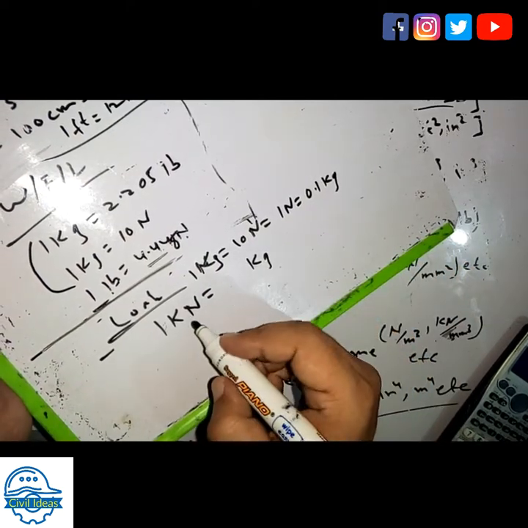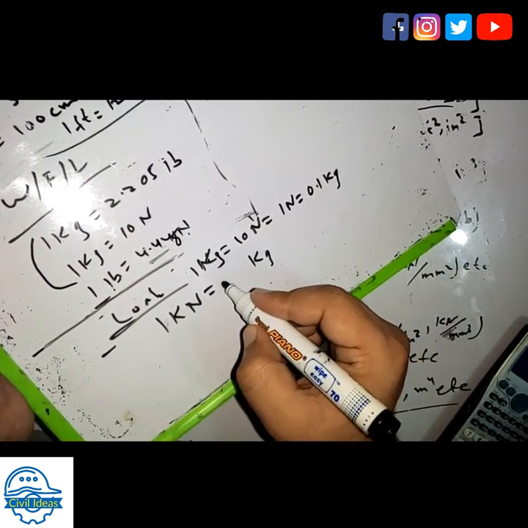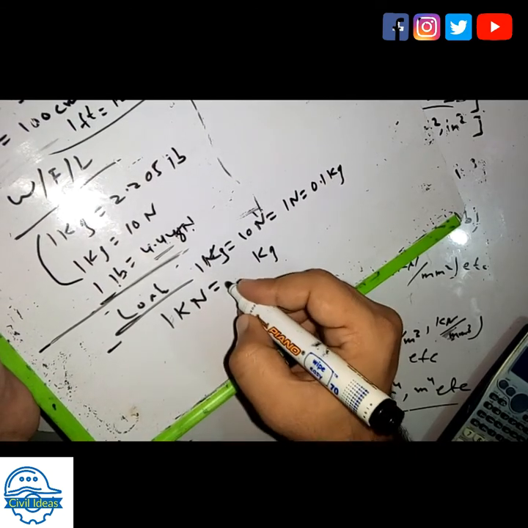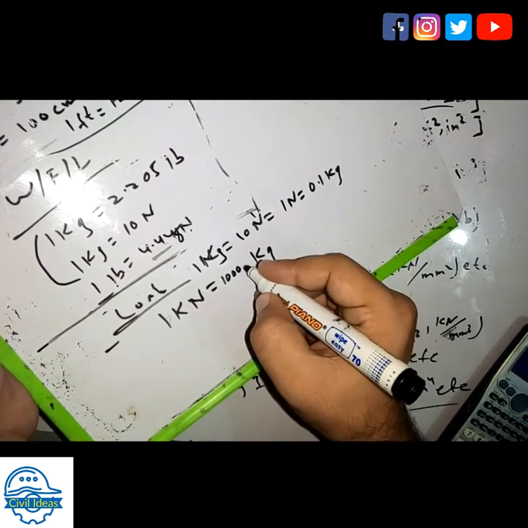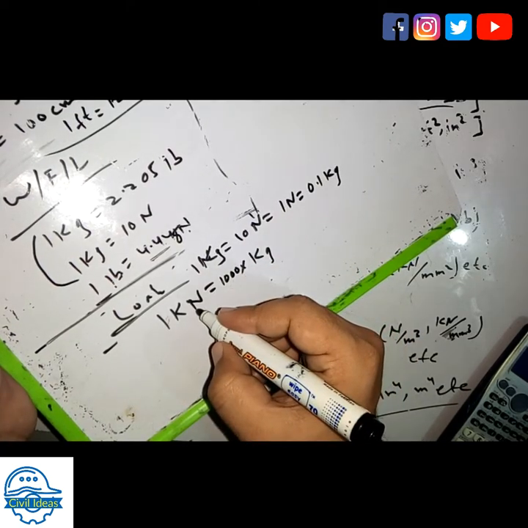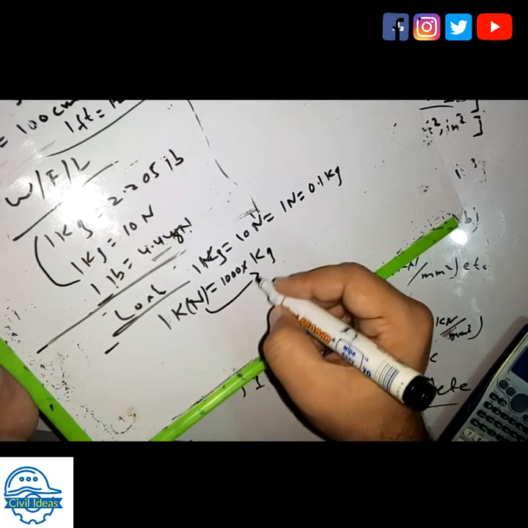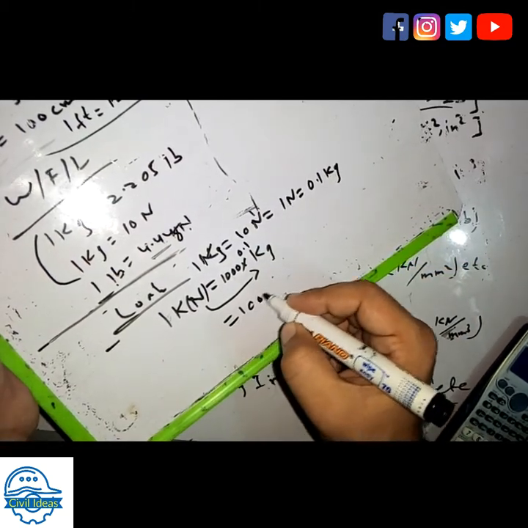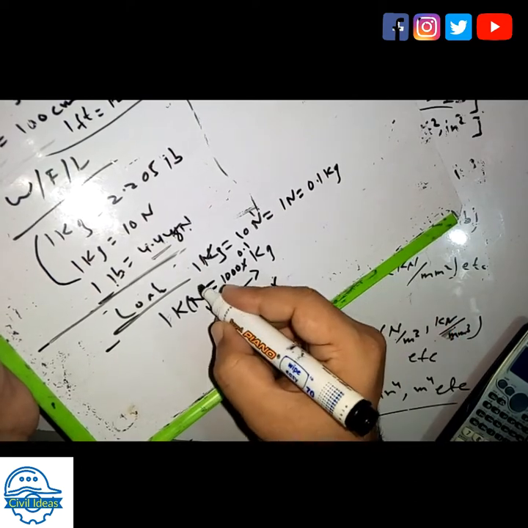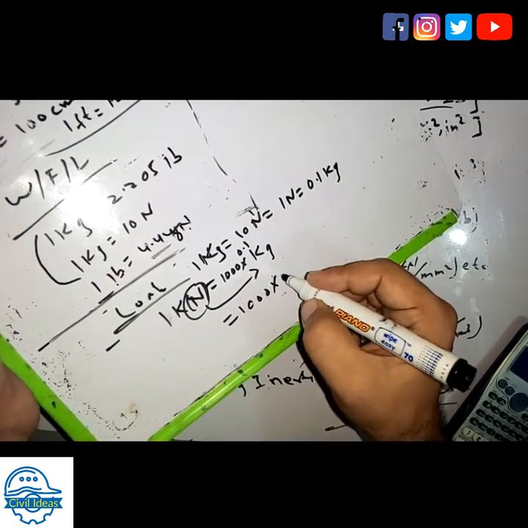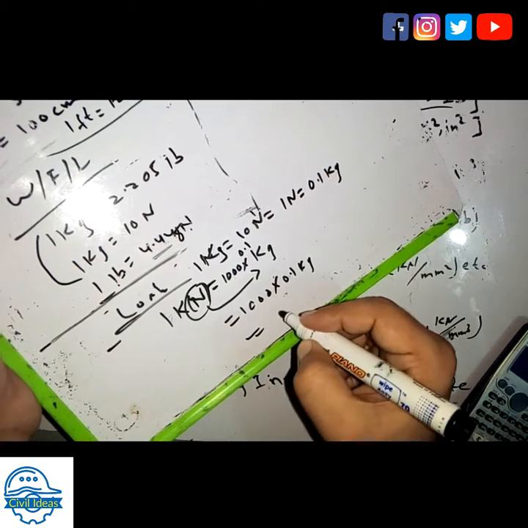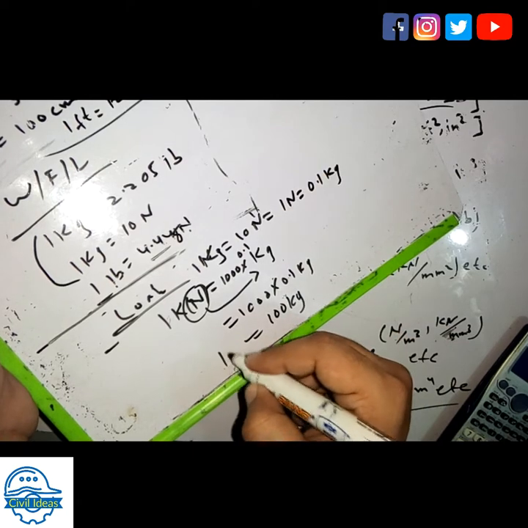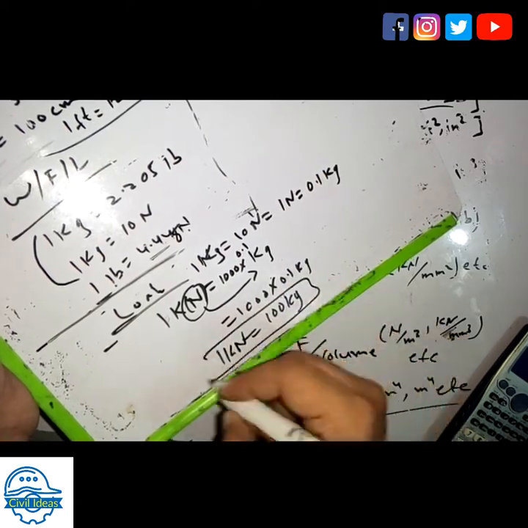Now I have to multiply this by 1000, kilo means 1000. Multiply that, newton is equal to 0.1 kg. Okay, multiply by 0.1, 1000 multiply this newton is equal to 0.1 kg, then it will become 100 kg. So 1 kilonewton is equal to 100 kg.